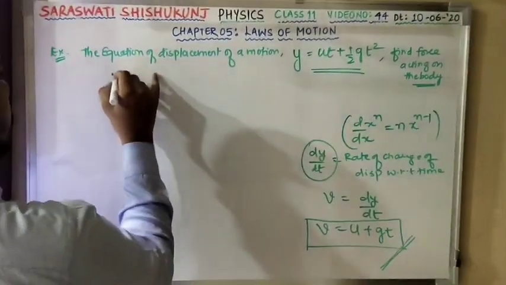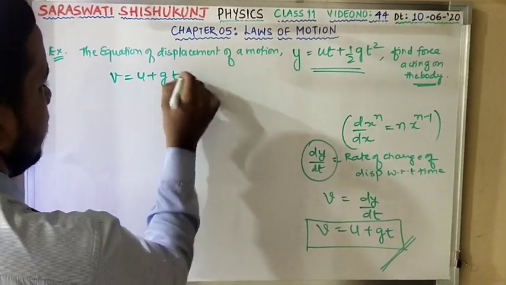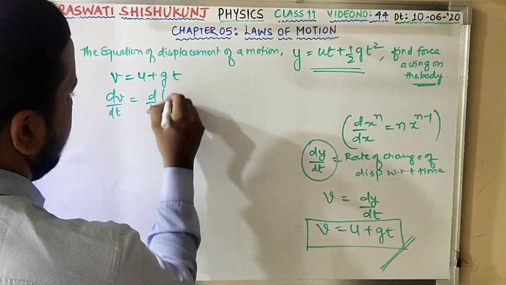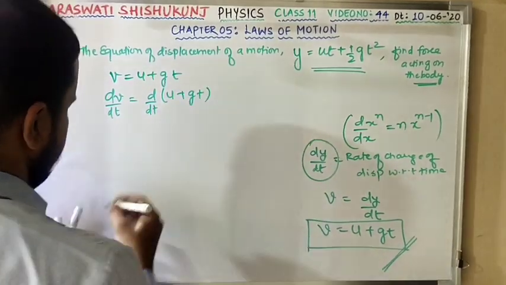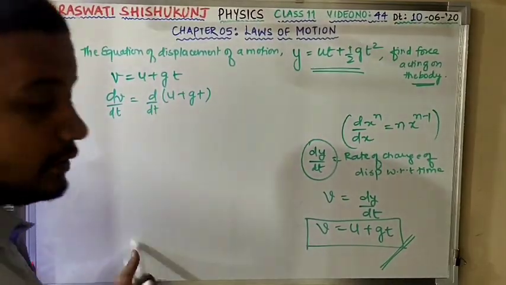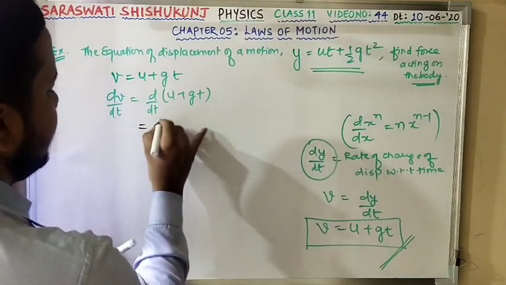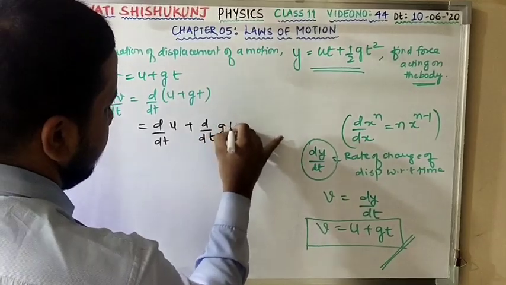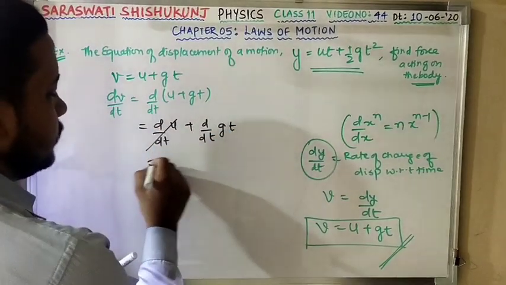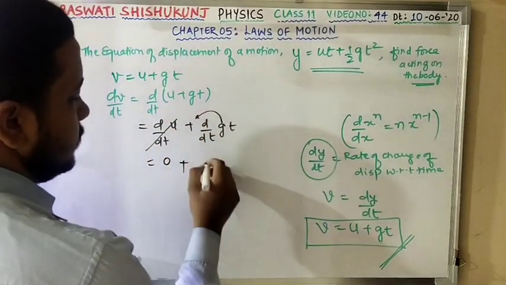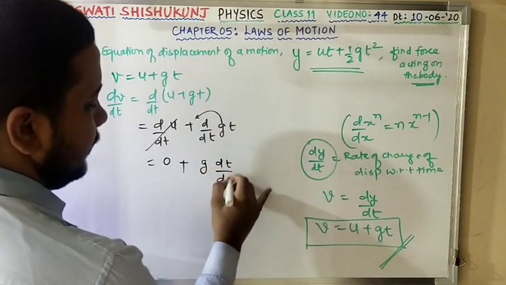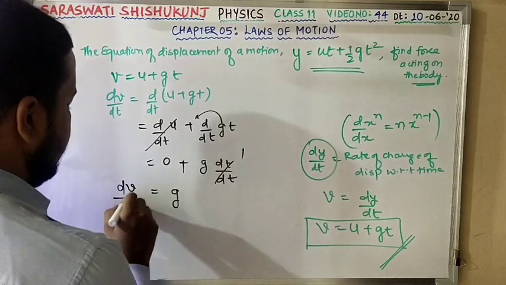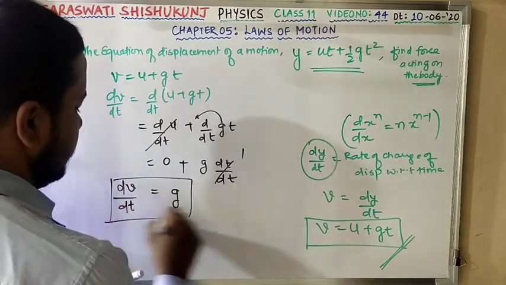The equation is v is equal to u plus gt. Again I am differentiating: dv by dt is equal to d by dt of u plus gt. Now next step, we have to separate it: d by dt of u plus d by dt of gt. U is constant, so it will be 0. G is constant, so it comes out, dt by dt. This dt by dt is nothing but 1, and I got dv by dt equal to g as the answer.